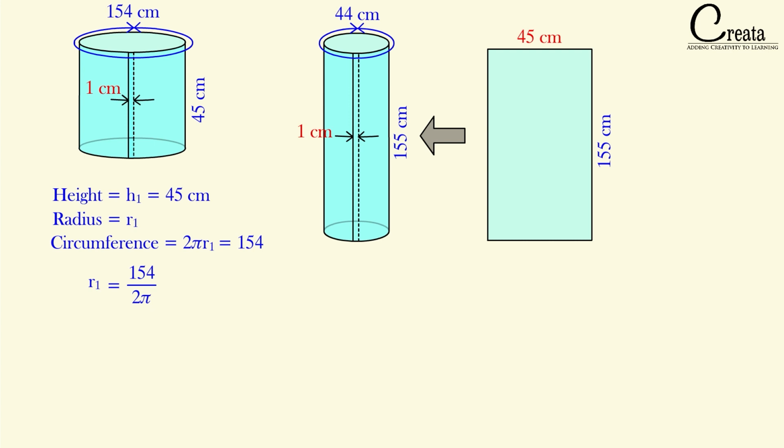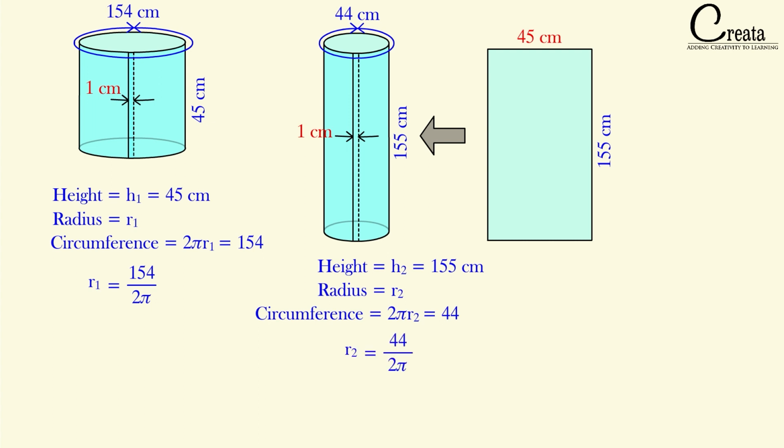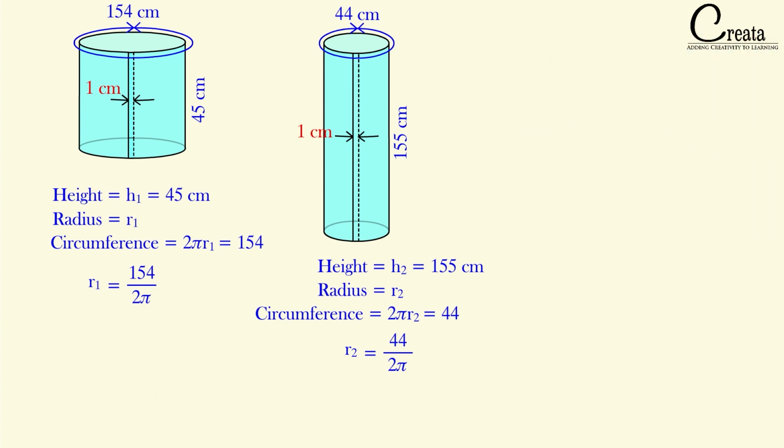Let's name the height h2 and the radius r2. Here the circumference is 44 centimeter. We can write 2 pi r2 is equal to 44 centimeter, using the circumference formula. Further, we got r2 as 44 upon 2 pi. Again, we are not solving for the actual radius. So we got the height of both cylinders and also the radius of both cylinders.